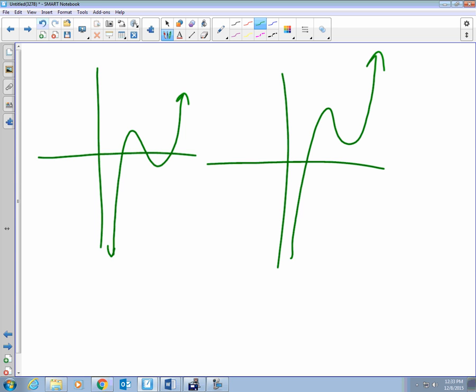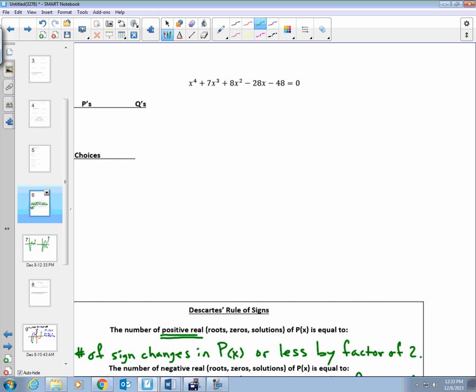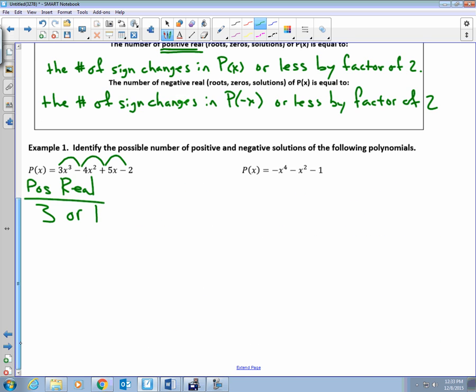Now, if it looks like this, there's 1 real, how many imaginary would there be? 2 imaginary. Imaginary always come in pairs. They always come in pairs. So there's either 2 or 4 or 6, depending on the situation. Okay, so you can see that in that situation we have 3 or 1 positive real. Let's look at this one.